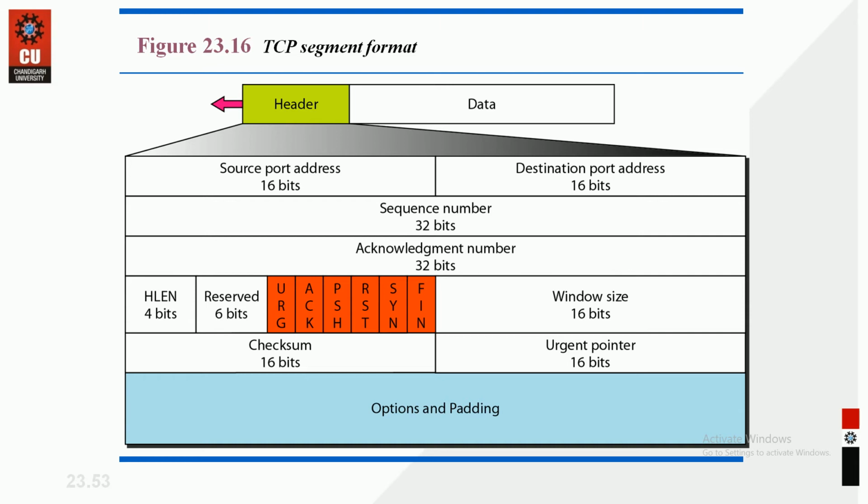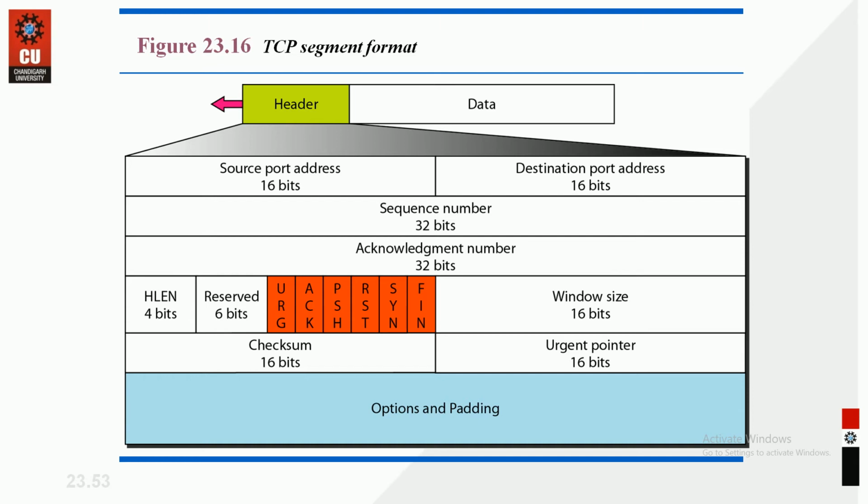We normally take a number that is n, and this n defines the window size. Window size is used for flow control. Checksum is obviously redundant bits. Checksum is what? Redundant bits.